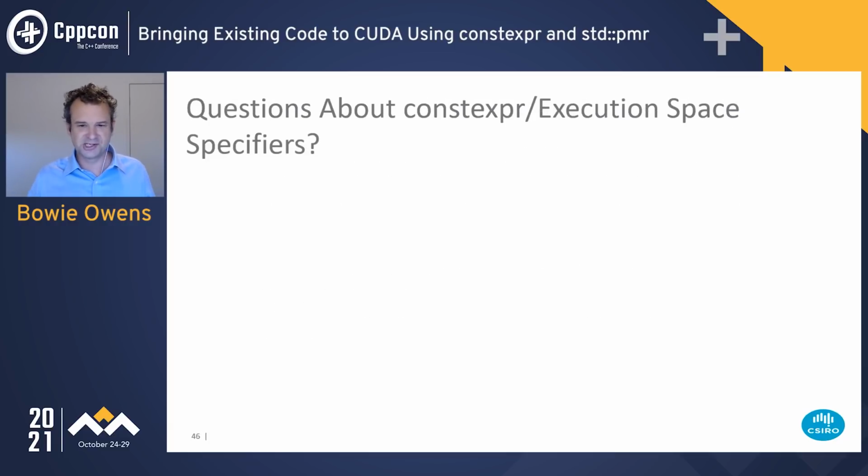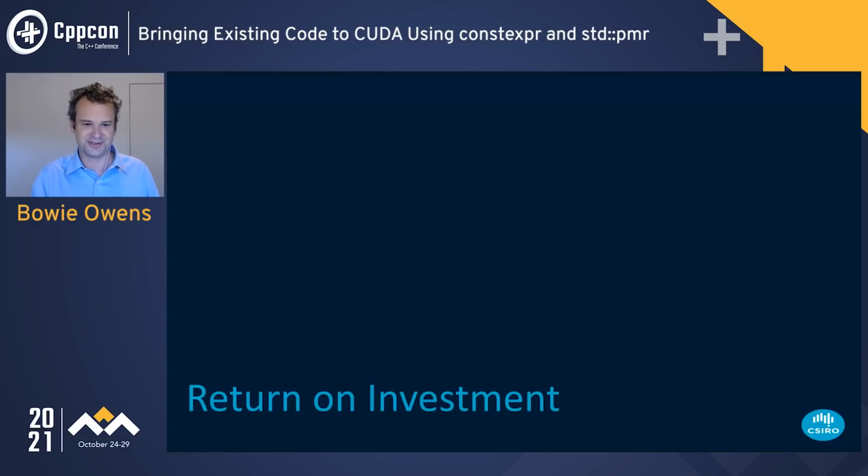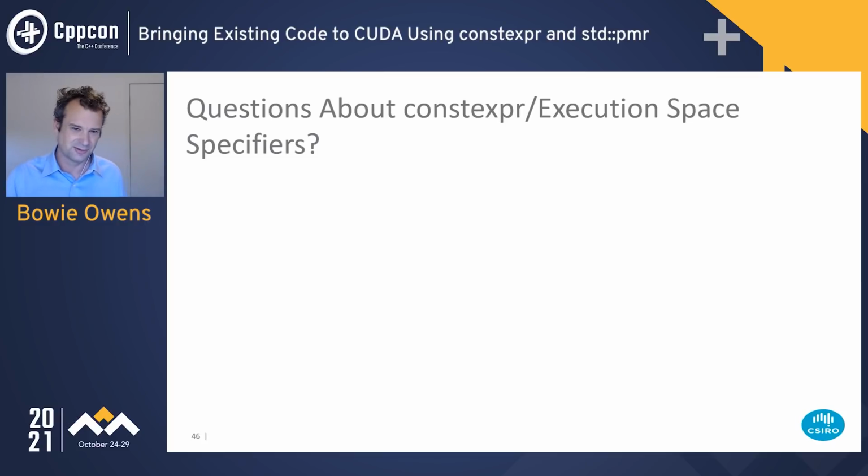So next, I'm going to talk quite briefly about return on investment. I was going to talk about benchmarking, but time was limited, and also it was pointed out to me that the benchmarking I do on my code is not necessarily that helpful, since it is proprietary and the details of it are specific to our team and our clients. So unless there are any last-minute questions about constexpr and execution space specifiers, I'm going to move on to the next and final section of the talk, return on investment.